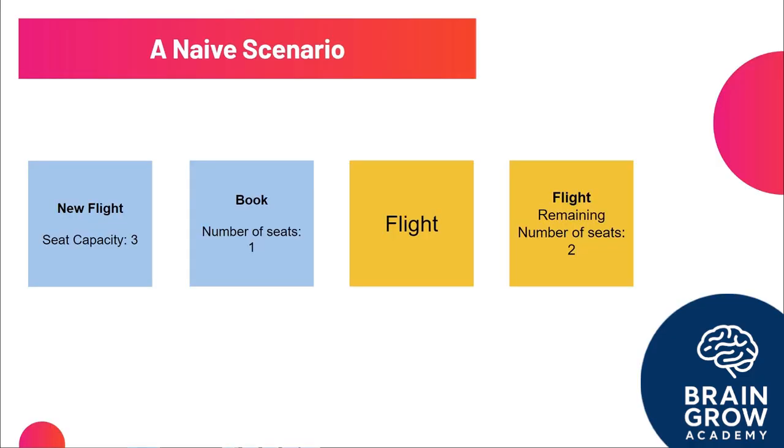Now let's bring those sticky notes that we have right here into our application using TDD. First of all, we will create a new flight with a seat capacity of 3. Then we will book a flight. And finally, the result will be that the original flight will only have 2 seats remaining, right? Because it started with 3, we booked 1, so it will have 2 left. So just keep those 3 steps in mind right now.